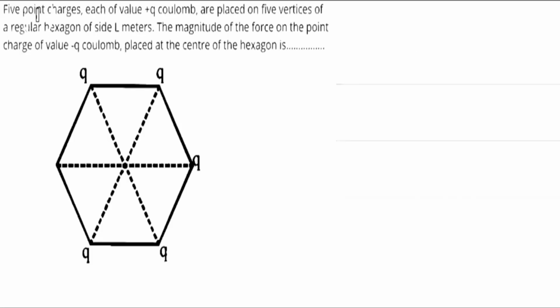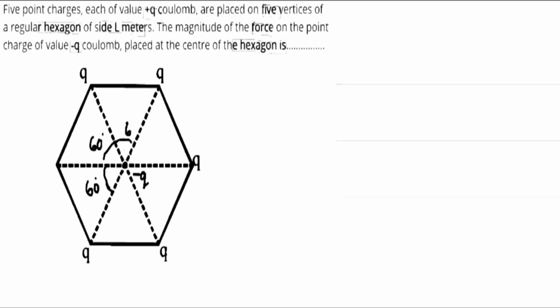In this problem, we have given that 5 point charges, each of value plus q coulomb, are placed on 5 vertices of a regular hexagon of side L meters. The magnitude of the force on the point charge of value minus q coulomb placed at the center of the hexagon is. Okay. So we have to find the magnitude of the force acting at the center where minus q charge is placed. Since it is a regular hexagon, this angle is 60 degree.